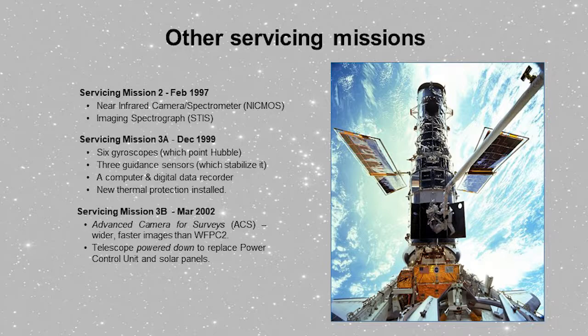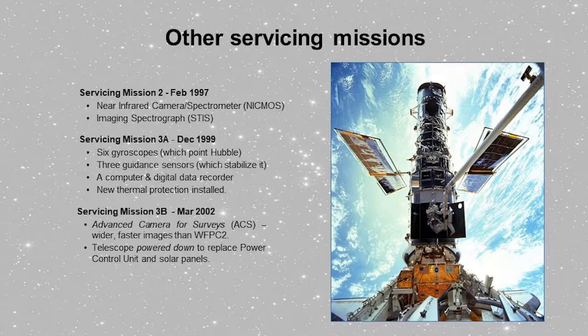That was one of the beauties of its design, that it could always be maintained, refurbished, and serviced by the Space Shuttle. In March 2002, Hubble received a new camera, the Advanced Camera for Surveys. It replaced what was then called the WFPC2, the Wide Field Planetary Camera 2, and that provided a much wider field of view and much faster images to be retrieved from Hubble.